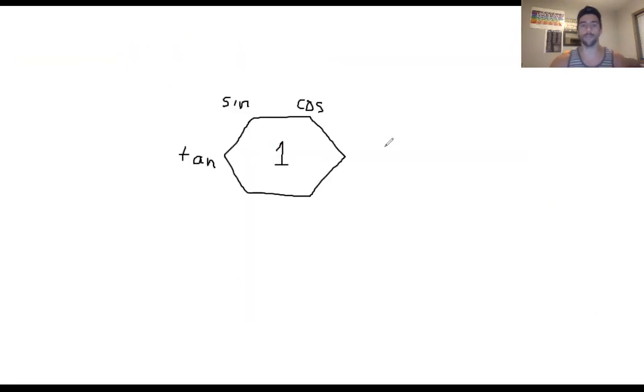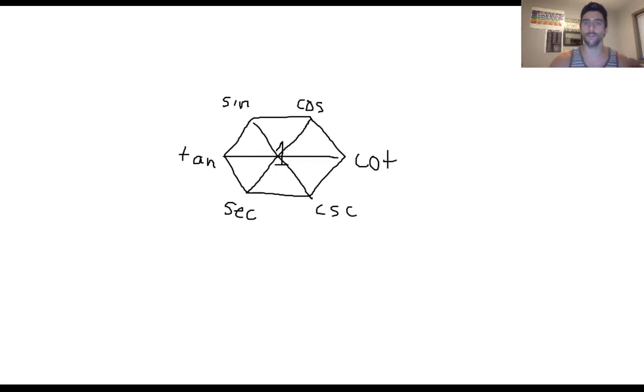So if you have that memorized, then the opposite of tangent on the hexagon is just cotangent, and then it keeps going with whatever the opposite of these functions are. So the opposite of sine is cosecant, and the opposite of cosine is secant. And from there, I just draw lines connecting through to make those little triangles, and now we have our magic hexagon. So back to the video.